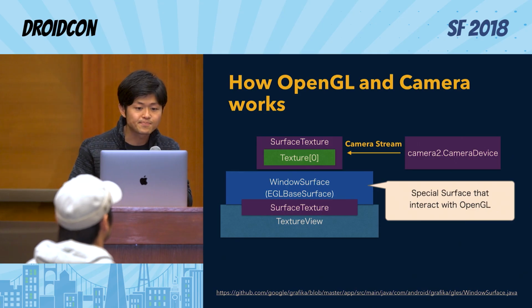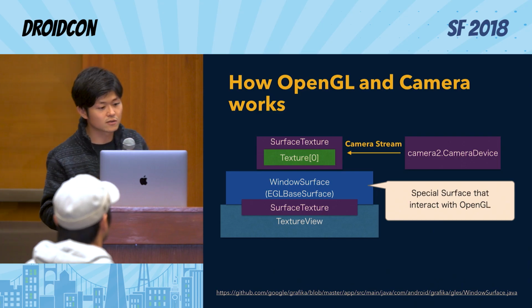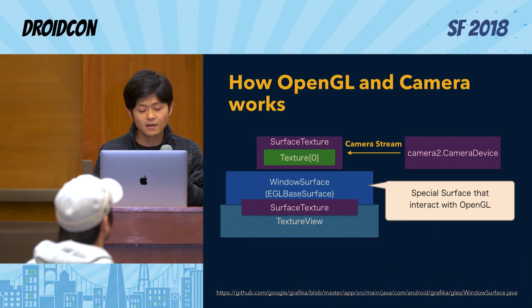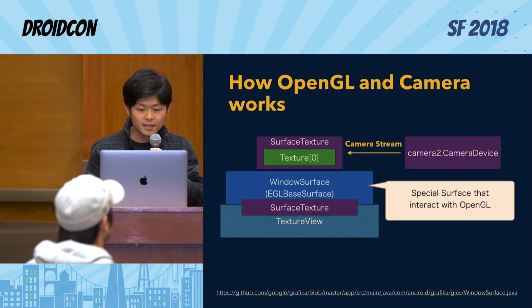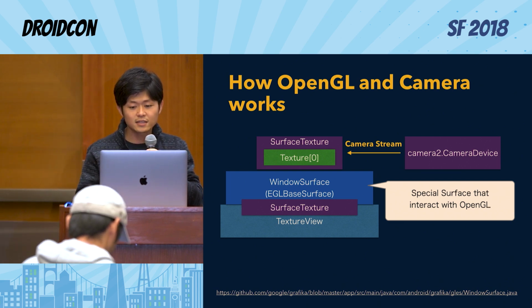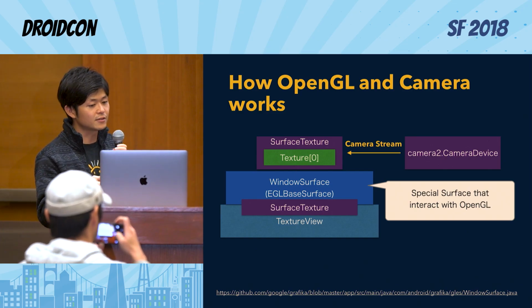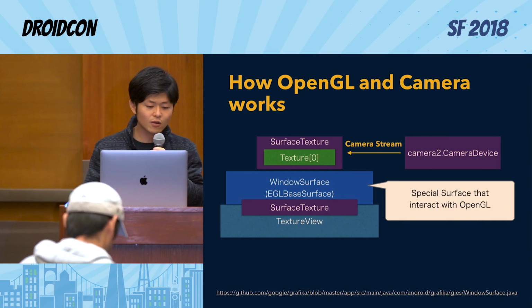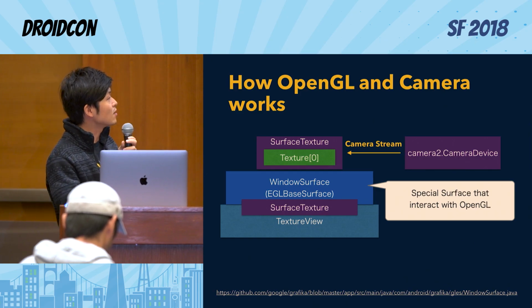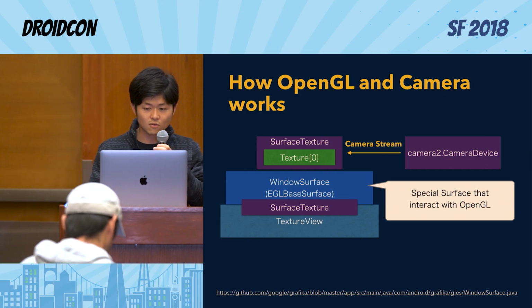But when we want to run the OpenGL, we need to add an extra layer called window surface, which is the layer that actually handles OpenGL. This layer has multiple textures on it, and we use one of those textures to render the camera using the camera device stream. For the window surface, I will not explain, but if you're interested, there's a good example in the Google sample app. It's called Grafika, and you can look into the source code.